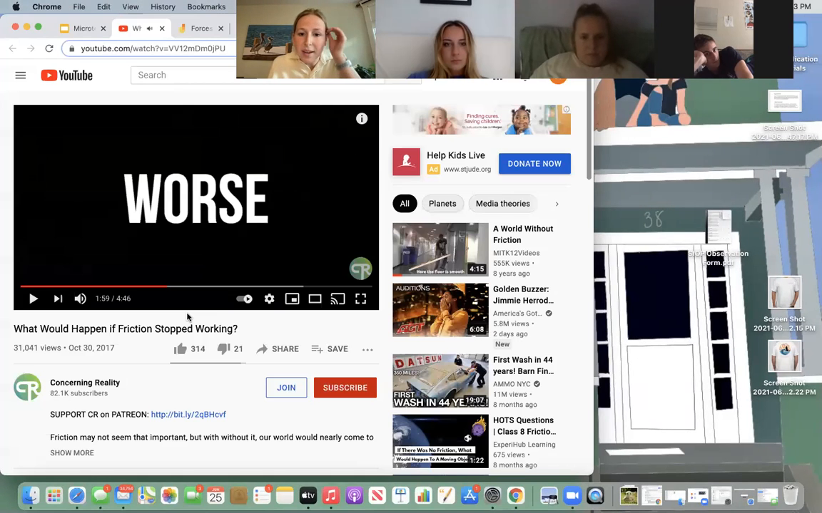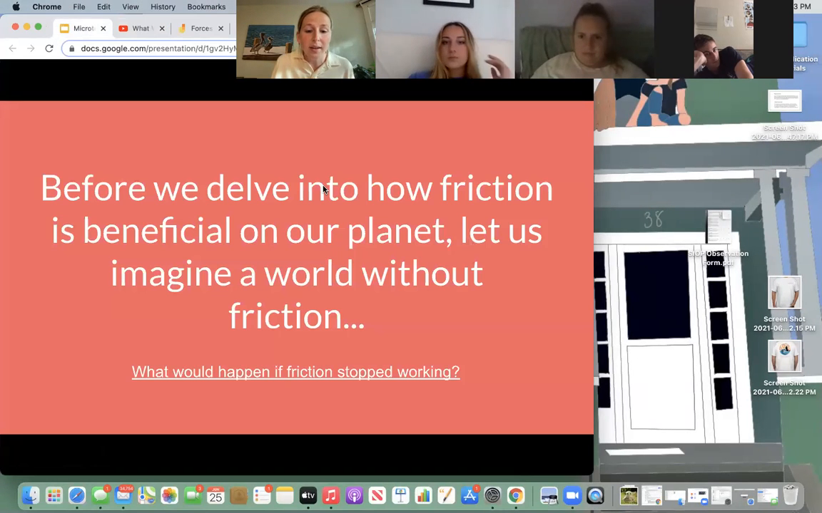All right, so we'll stop it there. So again, something as simple as walking or even driving, you wouldn't even be able to come to a stop. So if you were stationary and someone gave you a push, you would just keep sliding forever. Friction is the force that actually allows you to come to a stop.